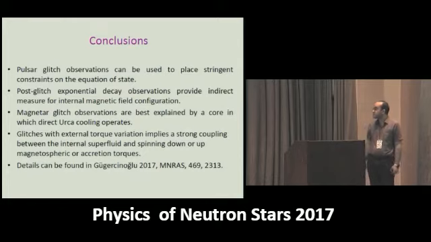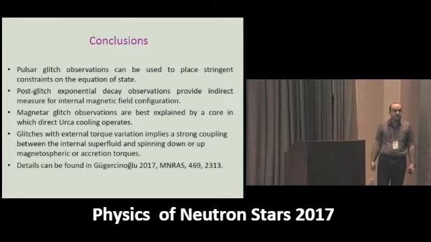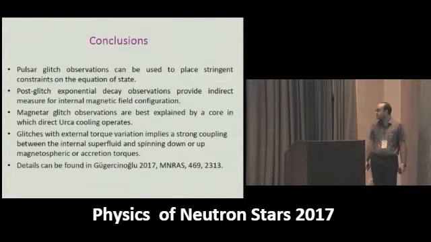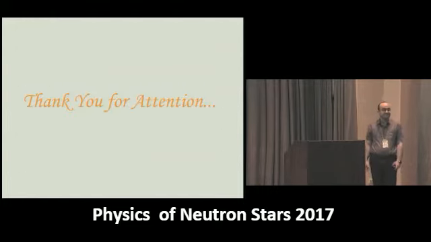Glitches with external torque variation imply a very strong coupling between the magnetospheric or accretion torques and the superfluid torques. And you can find details in my recently published paper in Monthly Notices. Thank you.